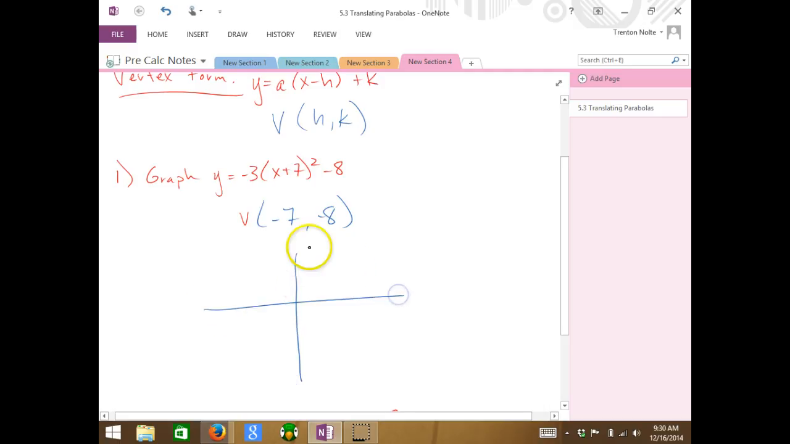So I'm going to plot my vertex, so I'm going to go to the left 7 and down 8. And there's my vertex. What's the other piece of information I need in order to draw my parabola? The slope. What is the slope of this? -3. It's exactly the value that's in front. So my slope for this is -3. Only 1 unit away from the vertex, so I'm going to go down 3 and over 1. And then just reflect that over my axis of symmetry, and you can see the little parabola form.